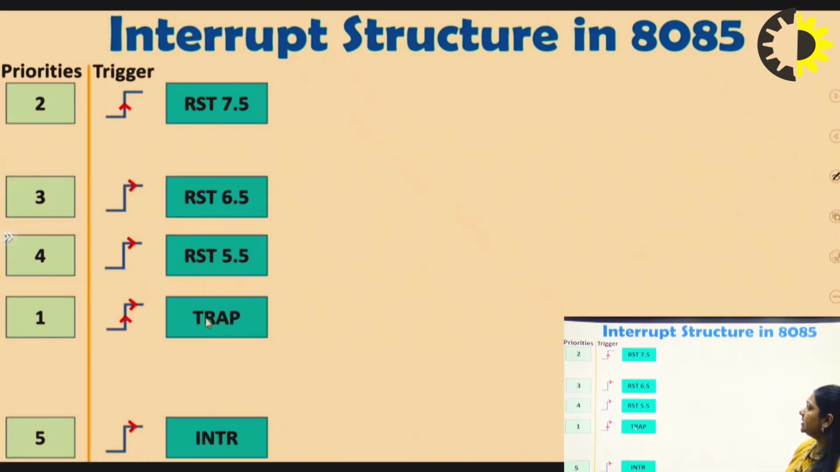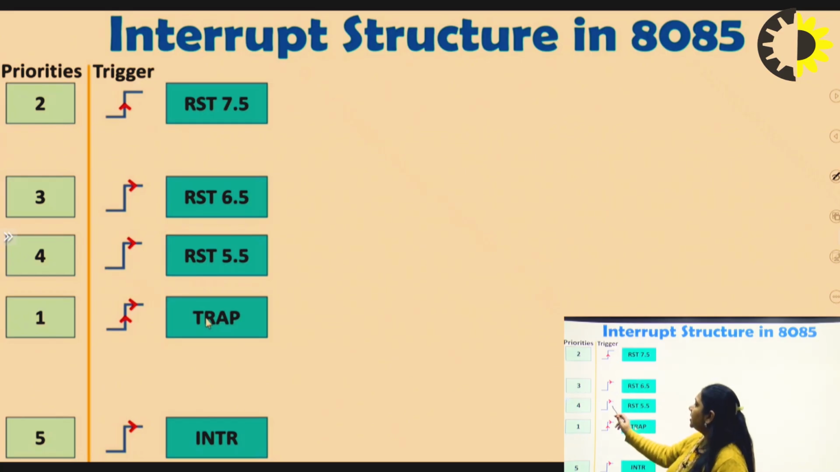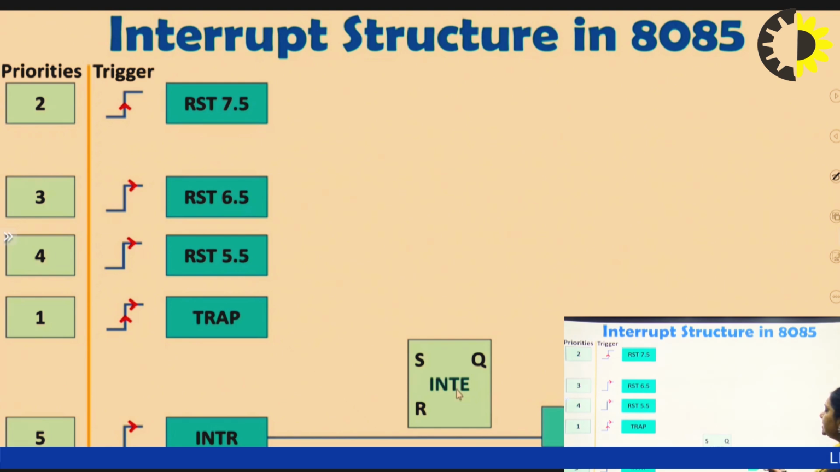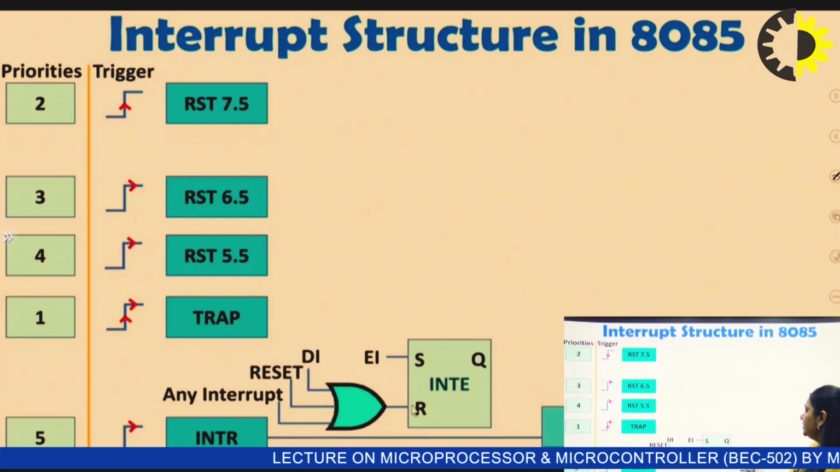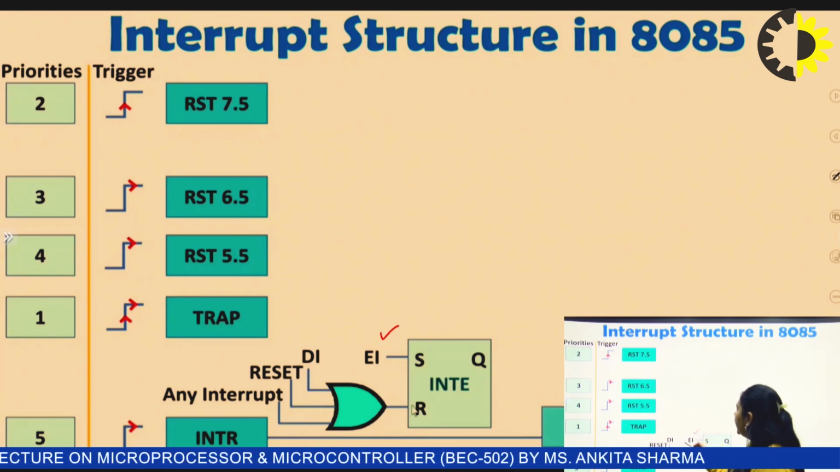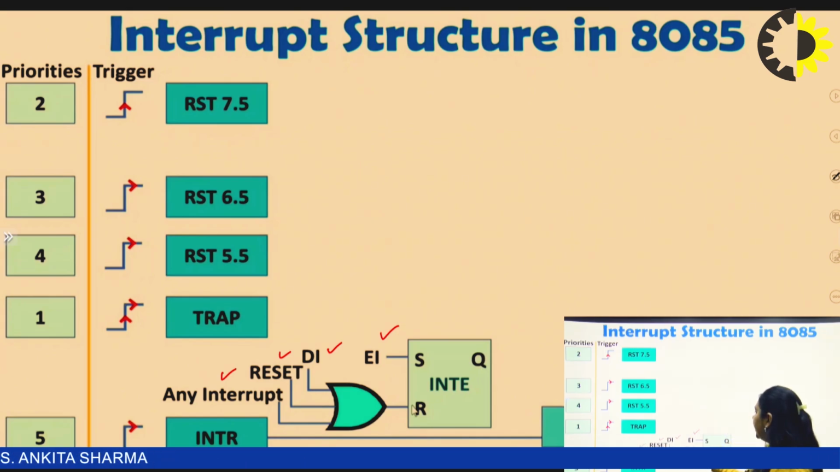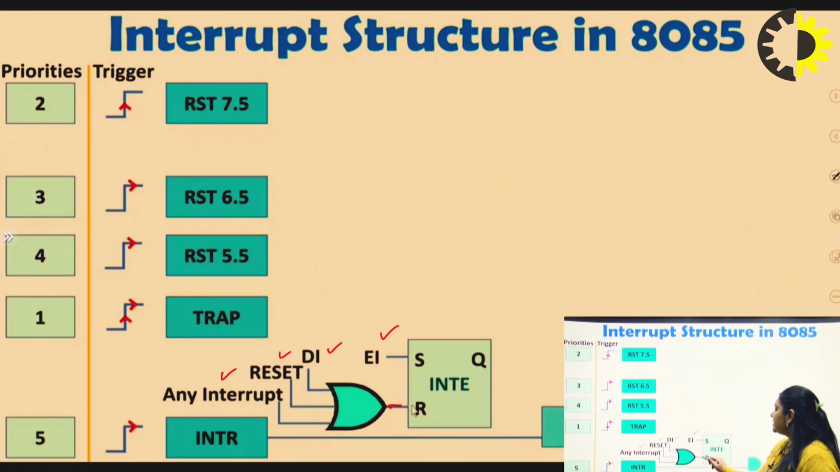After that, put the trigger type: edge triggered, level triggered, level triggered. Trap is both level and edge triggered, and INTR is level triggered. Then we put an AND gate here for INTR, and an SR flip-flop for the interrupt request. We have to enable this interrupt. We have enable interrupt, disable interrupt, the reset pin and any other interrupt to activate this OR gate, and this OR gate gives its output to the reset pin of the SR flip-flop.